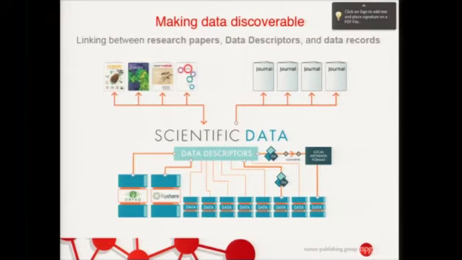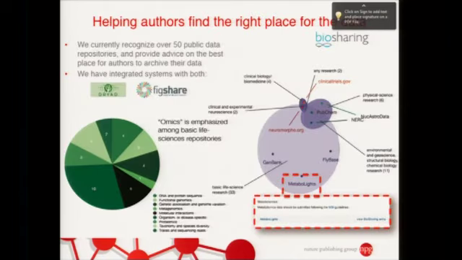Okay, so we need to make the data discoverable. The idea of Scientific Data is that it sits between the papers and the databases. The database will contain the data files that we point to, Scientific Data will contain the ISA-Tab file, and the journal will contain all the narrative, the hypothesis, and the discovery. So we help authors search for the right databases where to store the data.